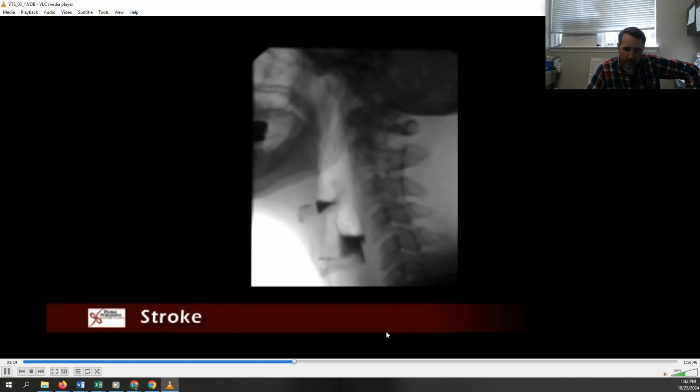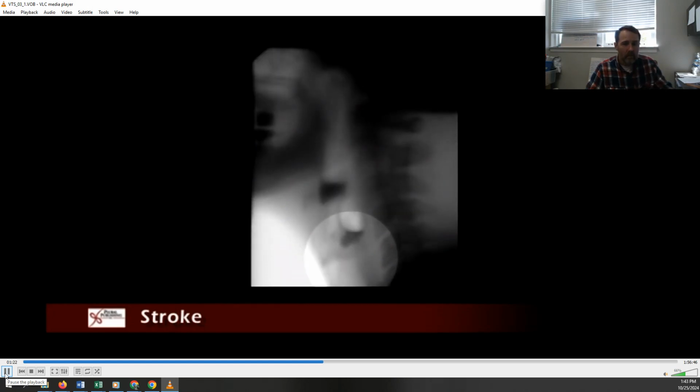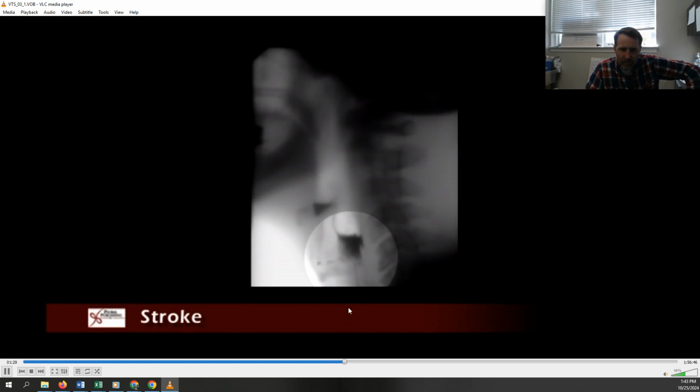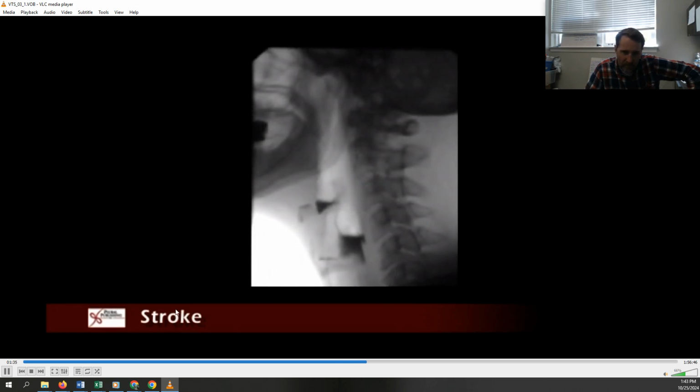Laryngeal elevation, and no material is seen to pass through the upper esophageal sphincter. The liquid is pooled in the piriforms and falls into the laryngeal vestibule and along the posterior tracheal wall on 2 occasions without spontaneous airway clearance, resulting in a penetration aspiration scale scoring of 8, defined as material enters the airway, passes below the vocal folds, and no effort is made to eject.